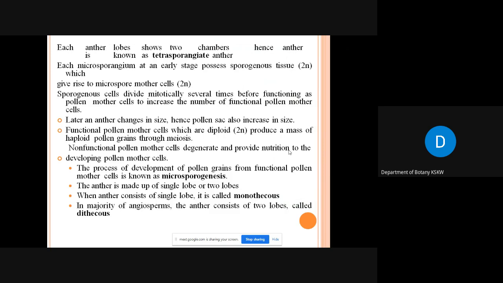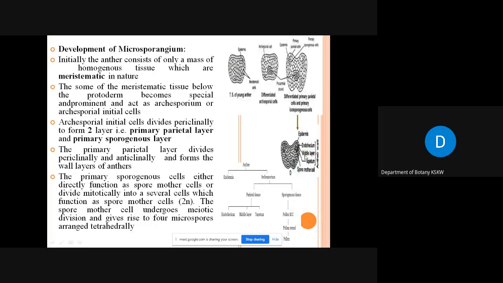The anther here is made up of a single lobe or two lobes. Already we have discussed it beforehand. Development of microsporangium: initially, the anther will have only a large mass of homogeneous tissue. Homogeneous, all the cells are alike, and they are meristematic in nature. Now, some of the meristematic cells below the protoderm become special and prominent, acting as the archesporial cells.